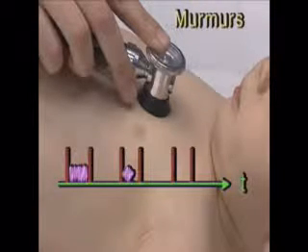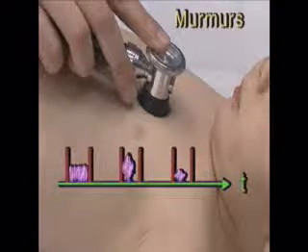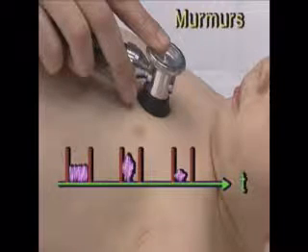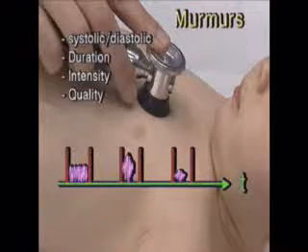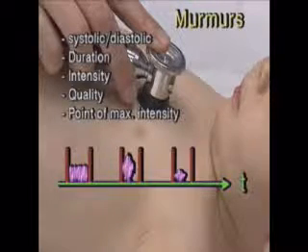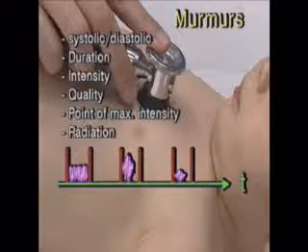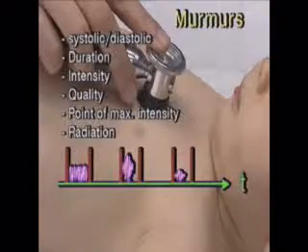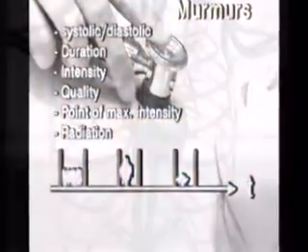In addition to the duration of a murmur, we also judge its loudness on a scale of 1 to 6. We further describe the quality of the murmur, that is, whether it is soft or rough, the point of maximum intensity, as well as possible radiation to other areas, especially the back and the carotid arteries.